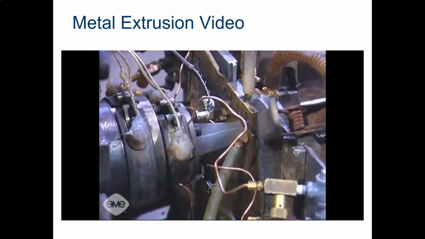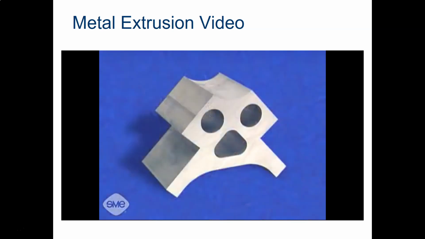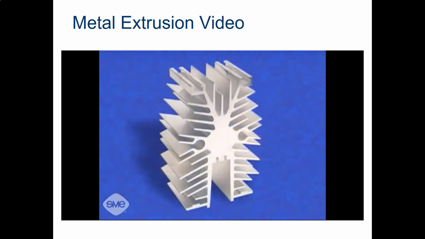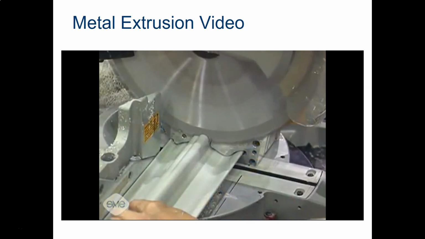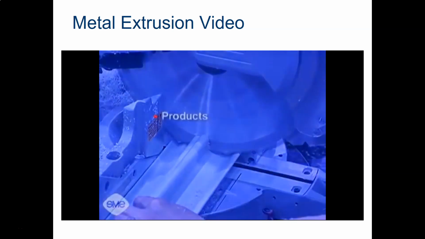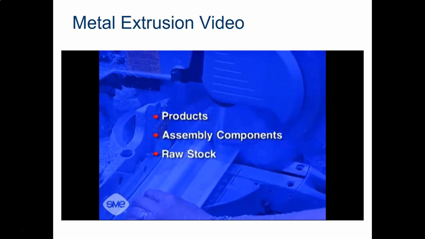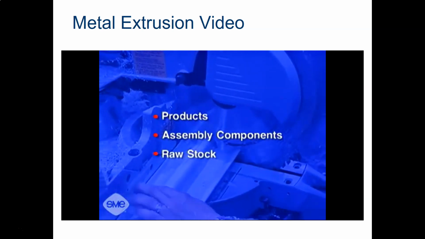Almost any thin or thick, hollow, or solid cross-sectional shape may be produced by extrusion. These extrusions are then typically cut to length for use as products, assembly components, or as raw stock for further processing into discrete parts.